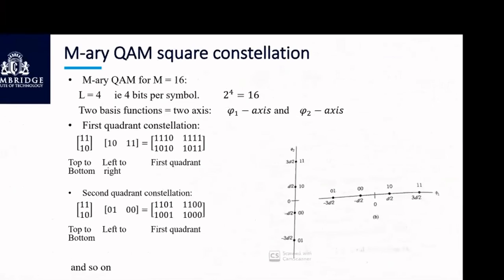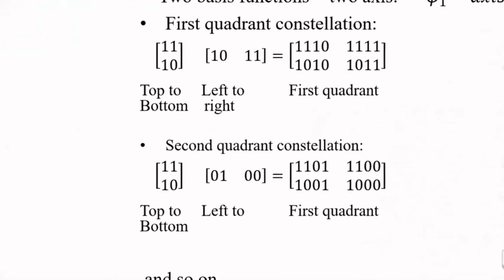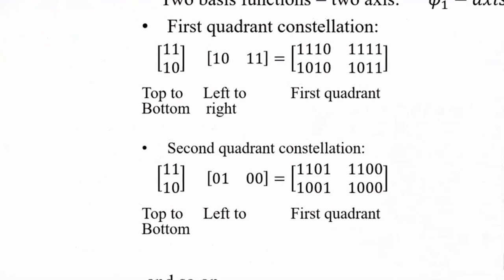Now, we shall go for identifying the 16 amplitude levels. Look at this equation of the first quadrant constellation. We shall write the first quadrant constellation. This approach says that first take the y-axis.